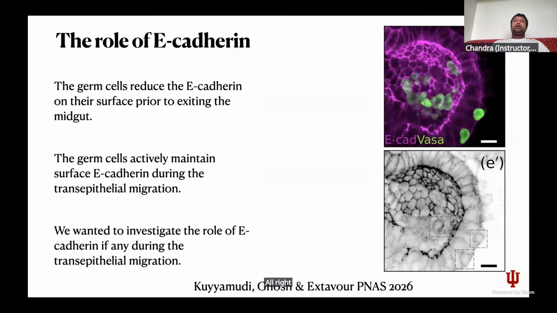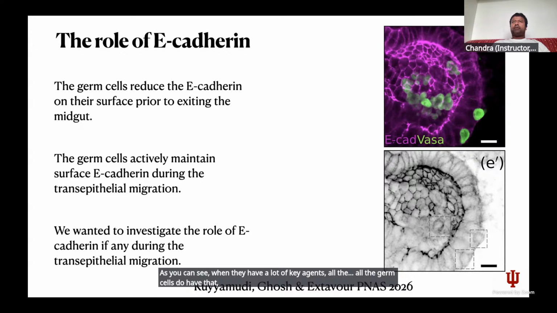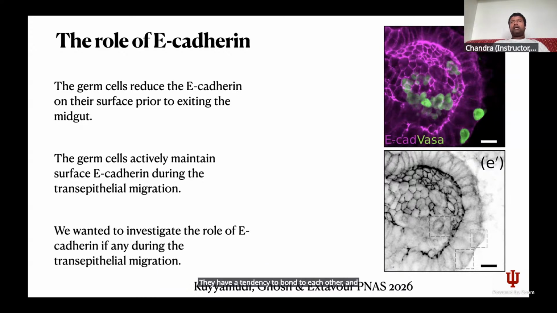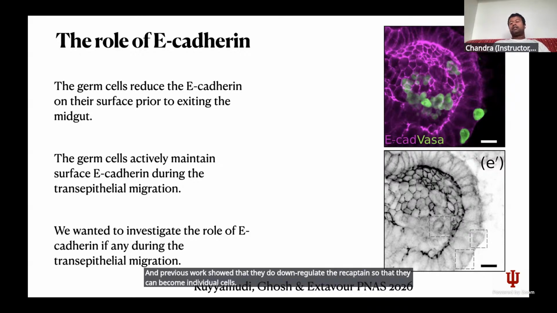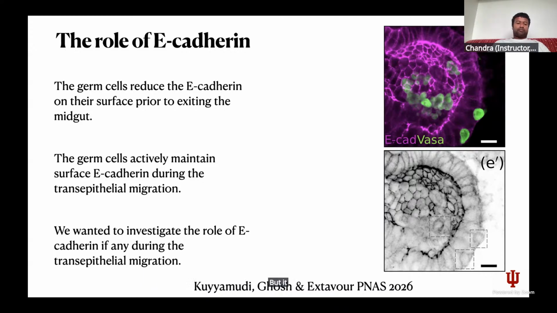All right. So as you can see, when they have a lot of E-cadherin, since all the germ cells do have that, they have a tendency to bind to each other and form the blob. And for them to exit, they need to separate from each other, individualize. And previous work showed that they do downregulate the E-cadherin so that they can become individual cells. But it's also true, previously and also from our stains, that it's very clear that EA was a marker for the germ cells.